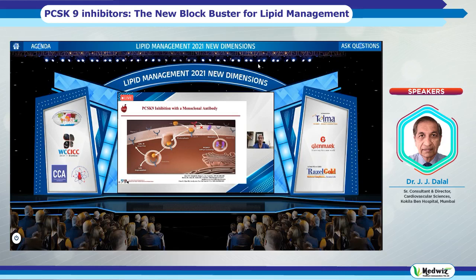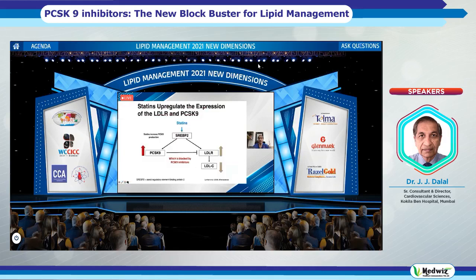PCSK9 is available in the body. It sort of acts as a counterbalance. And when PCSK9 combines with this complex of LDL plus receptor, it tends to destroy the receptor itself and therefore reduces the LDL receptors. So when you inhibit the PCSK9 in the blood, you allow these receptors to resurface again and catch more LDL. Another issue that we must remember is that when we give statins, it upregulates the PCSK9.